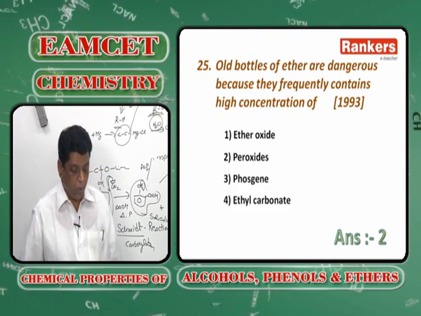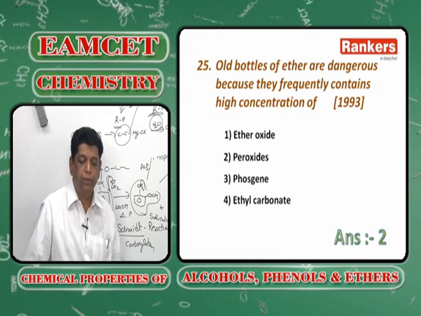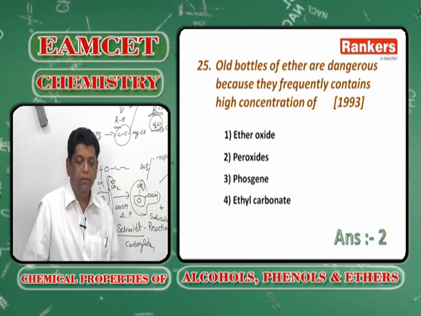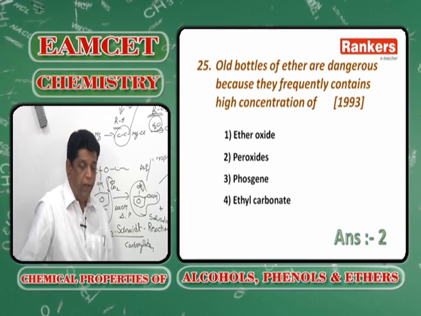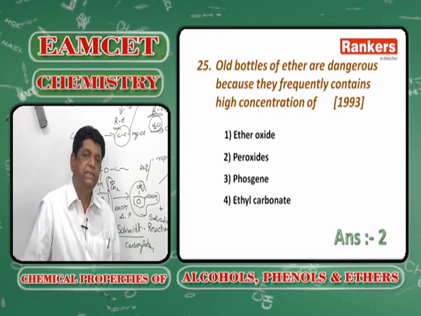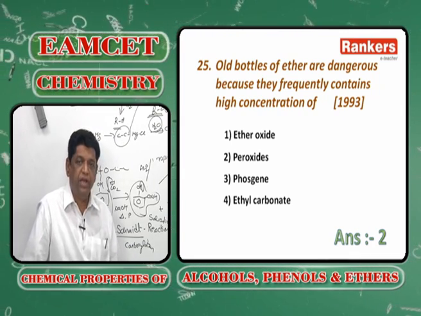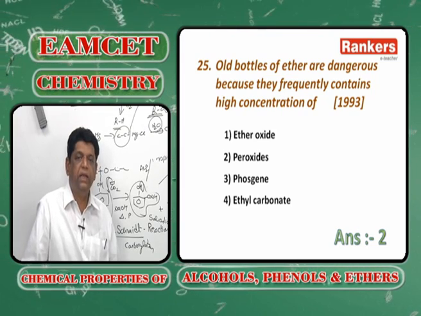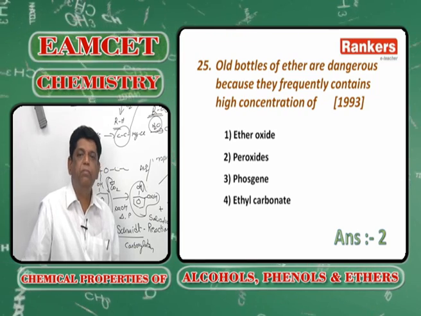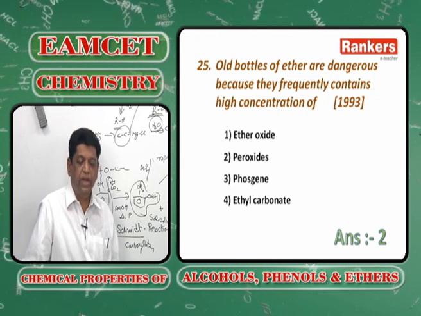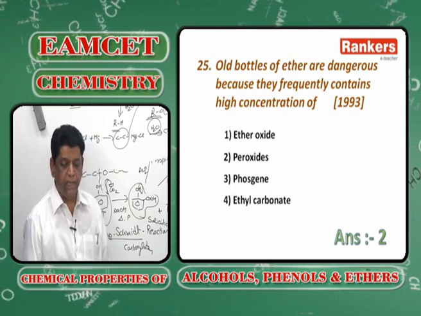So old ether bottles, kept aside for a long time, should not be handled without nullifying these peroxides. How are the peroxides removed? By shaking with freshly prepared ferrous sulphate, which has a green color. If peroxides are there, the green color of ferrous sulphate changes to red, as ferrous sulphate becomes ferric sulphate. That is also the test for whether peroxides are present in the ether or not.